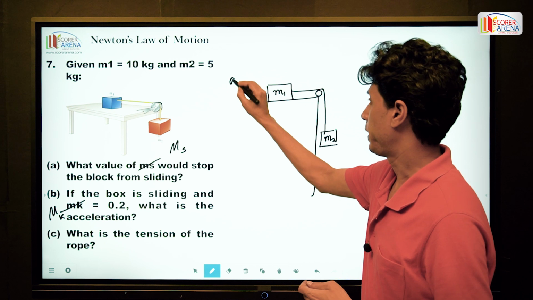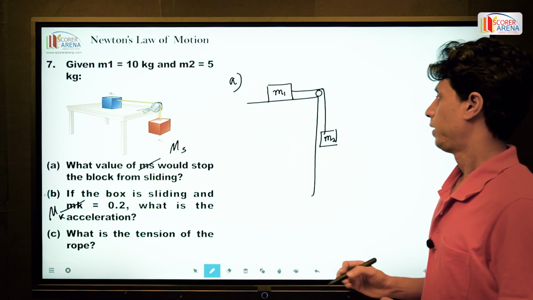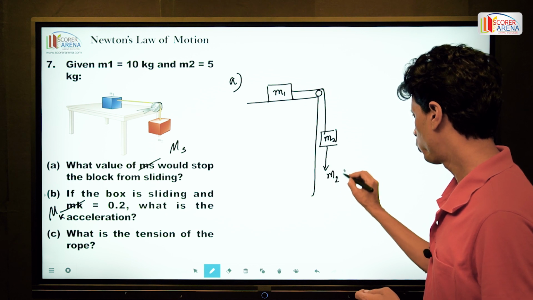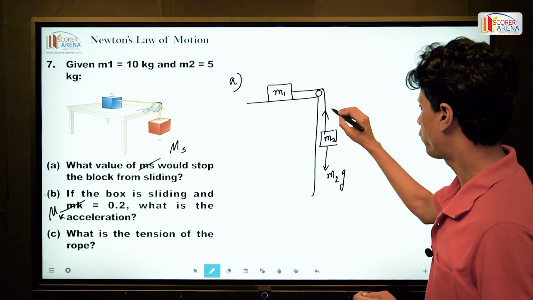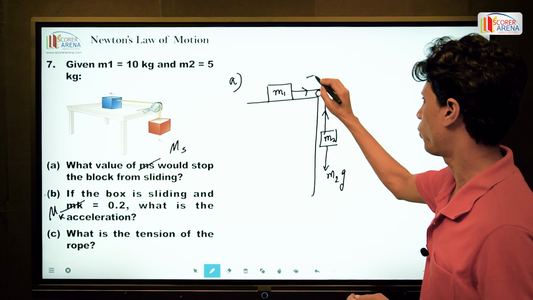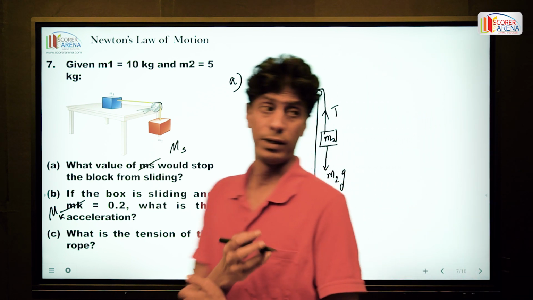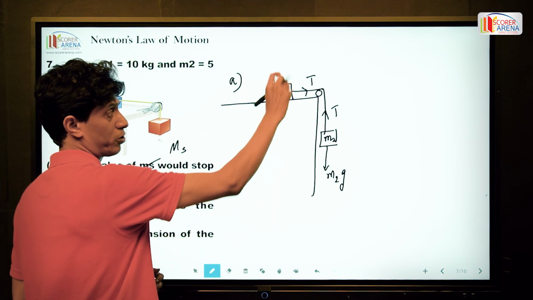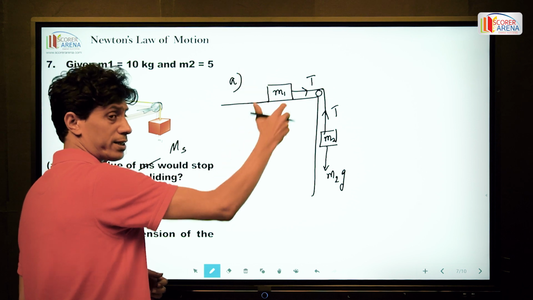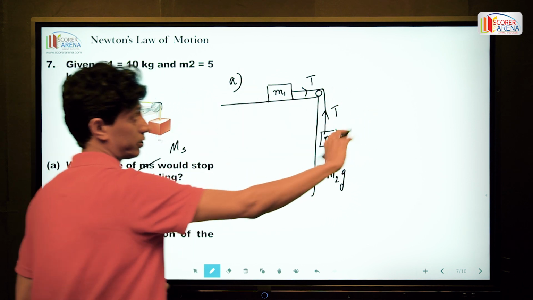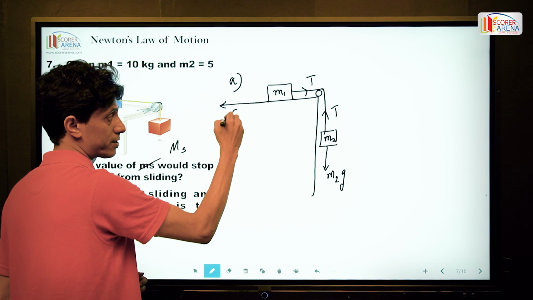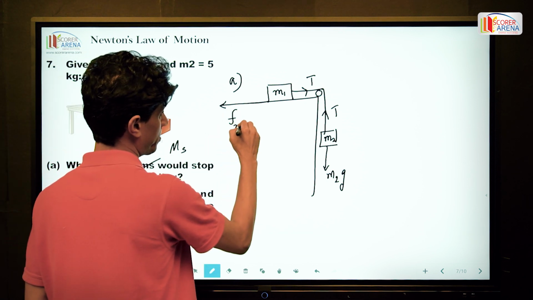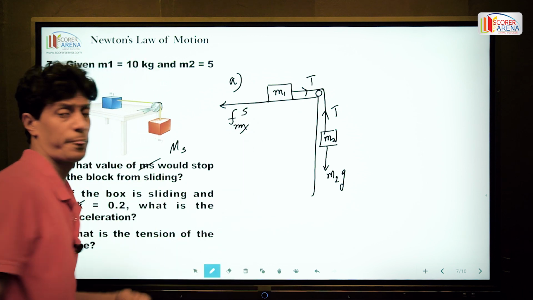For question A, here the weight acting downward is M2 g, and tension acts from the body. Since this body, because of this tension, has the tendency to move rightward, friction acts against this tendency of movement, and this friction is maximum static friction.